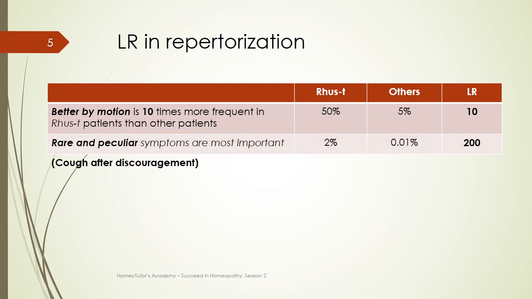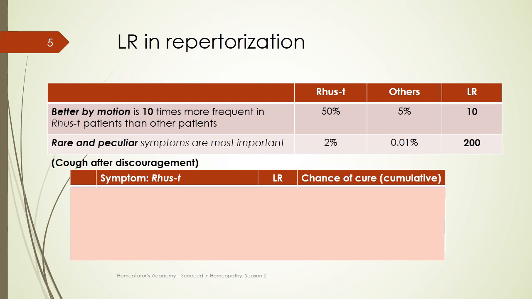Hahnemann has said that rare and peculiar symptoms are most important. Supposing we were to take a Rhus tox symptom, which is cough after discouragement. Now, this particular rubric has just one single remedy in grade 3, and that is again Rhus tox. And let us say that only 2% of these Rhus tox patients actually exhibit this, while in other remedies, it is a very minuscule percentage of 0.01%. Now 2 divided by 0.01 works out to 200, which means that this peculiar symptom is of tremendous importance when it comes to repertorization.